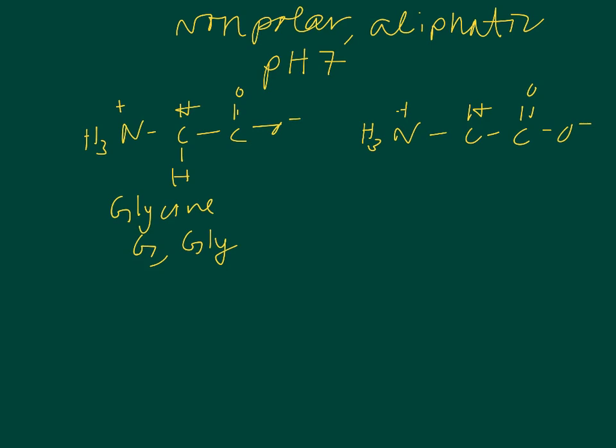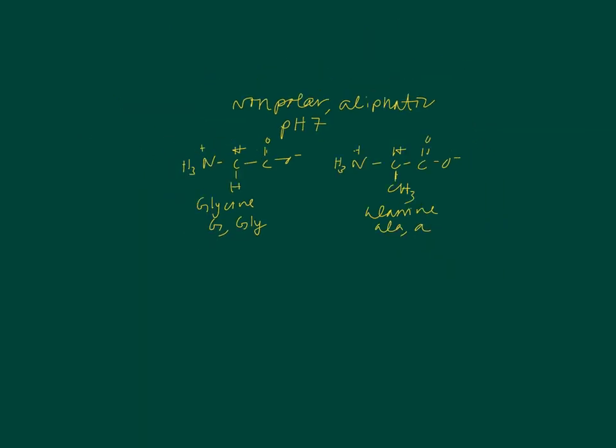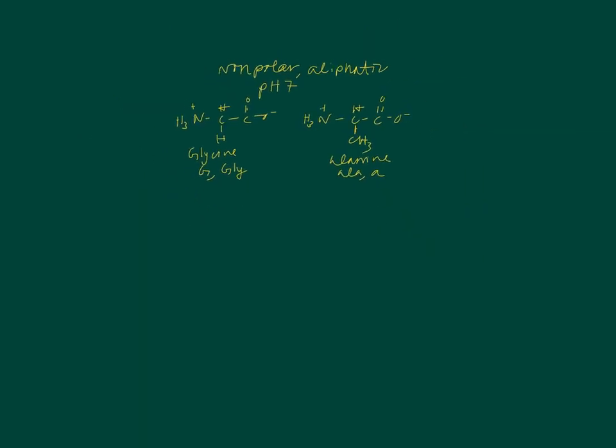Okay, moving on. If we change that hydrogen into a methyl group, we get alanine, ALA and A. This should be a capital A. Okay. Next. Just so you know, there are 5 of these nonpolar aliphatics, so space this out appropriately for yourselves. Okay, so 2 more.